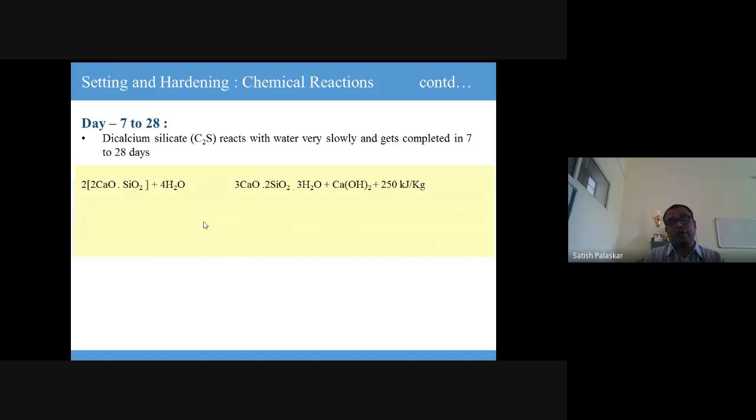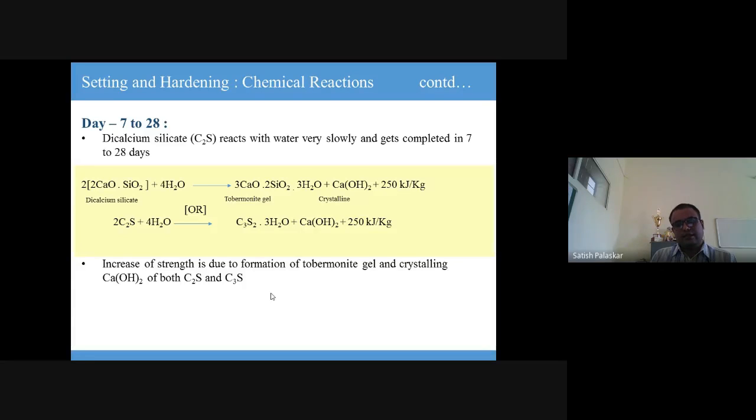In the remaining 21 days, only 250 kilojoule per kg of heat is released in the atmosphere. Okay, again CSH gel is formed and calcium hydroxide is formed. The increase of strength is due to the formation of that gel called CSH gel and crystalline calcium hydroxide, of both dicalcium silicate and tricalcium silicate. So all these reactions are nothing but the hydration of the cement. That is the second part of your unit number 2.